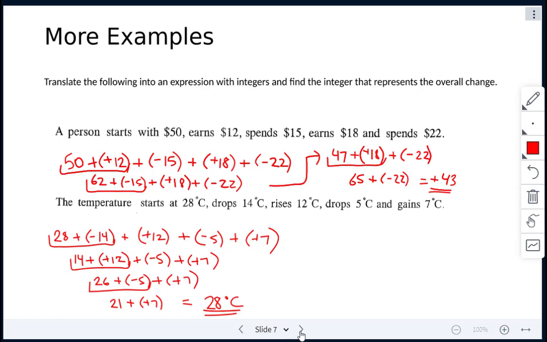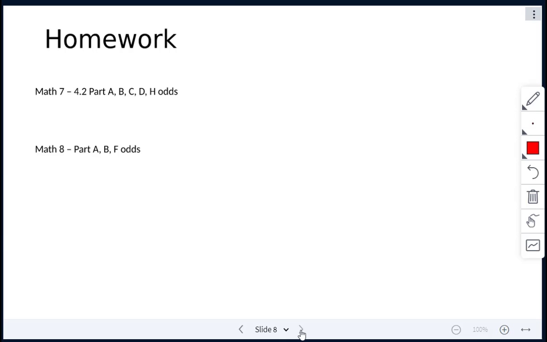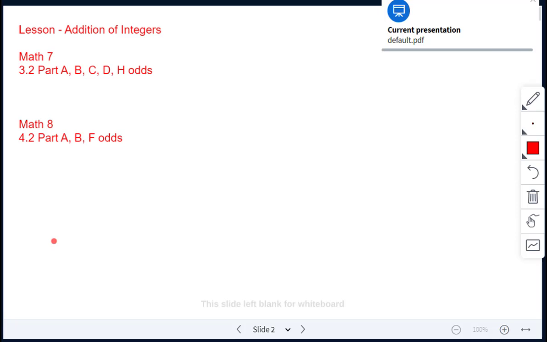All right, so the homework today is lengthy, you'll notice, so I've just broken it up into these parts. So Math 7, part A, B, C, D, H odds. Math 8 is part A, B, F odds, which is also here on the screen.